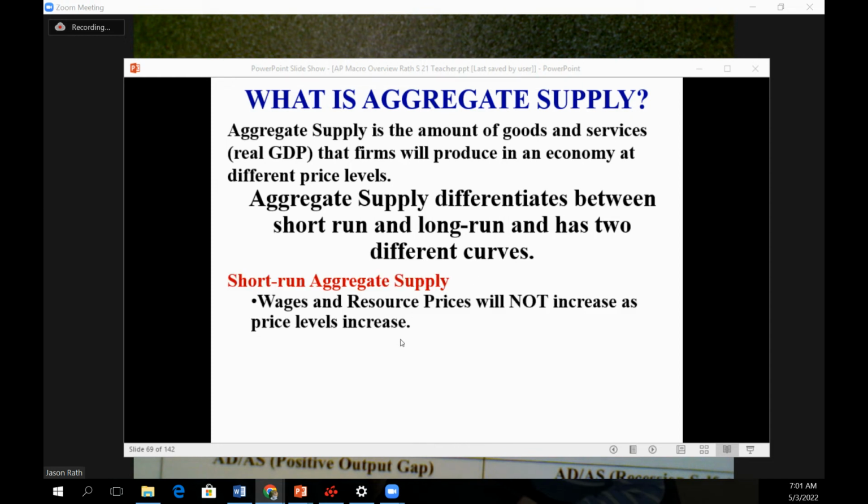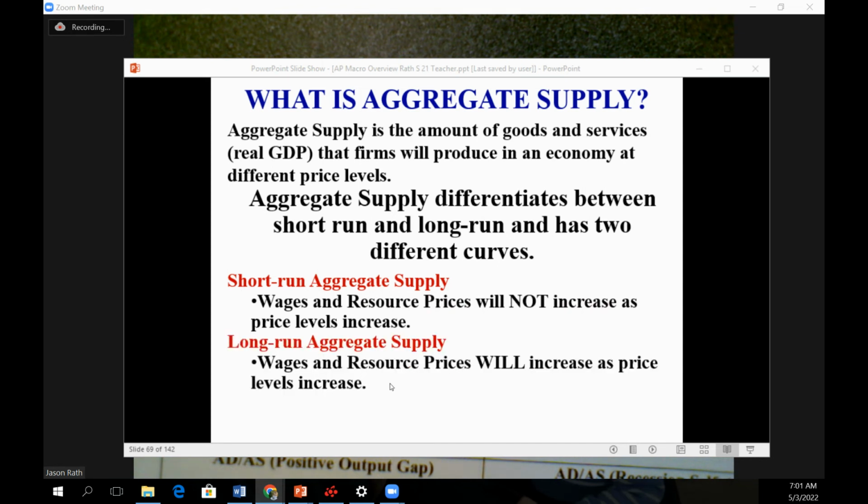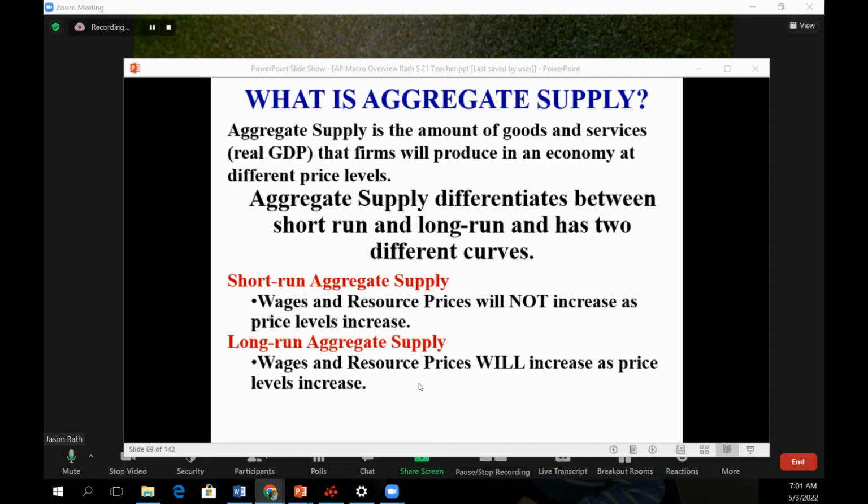So short run aggregate supply, wages and resource prices will not increase as price levels increase. Long run aggregate supply, wage and resource prices will increase as price levels increase. So short run versus long run. Remember, long run is straight up and down. Short run's just your normal supply curve. And prices will not increase as price levels increase in the short run, but in the long run, they do.